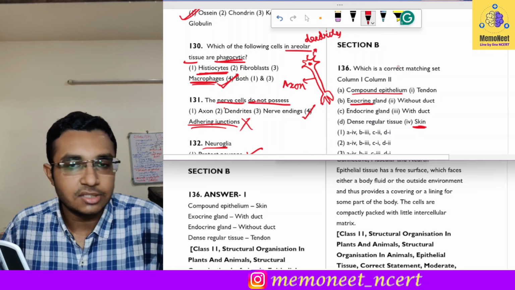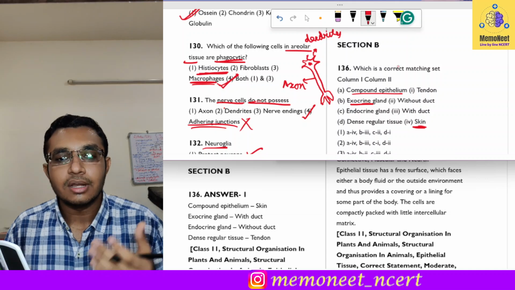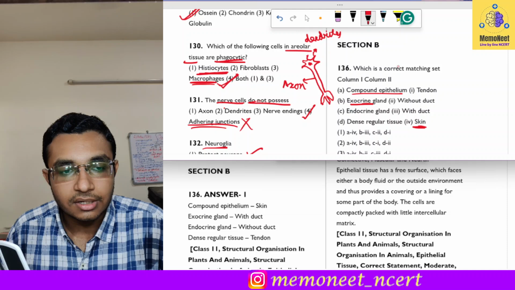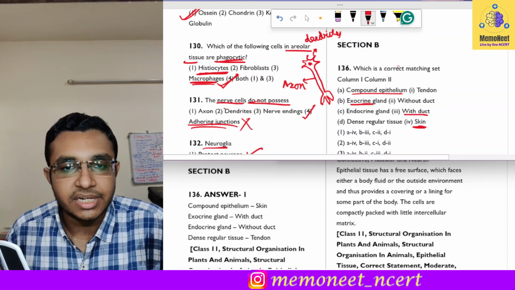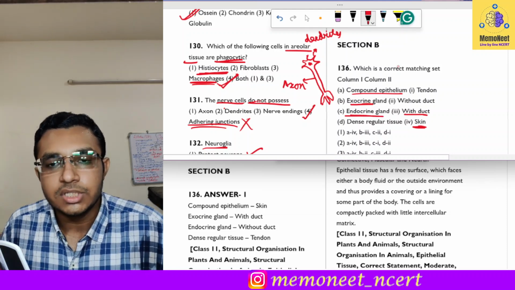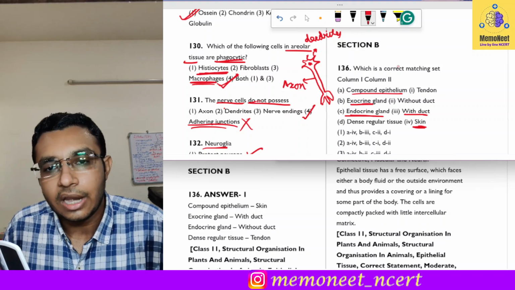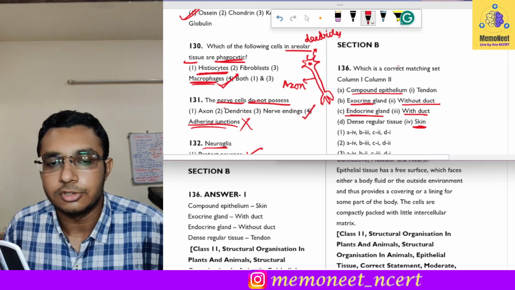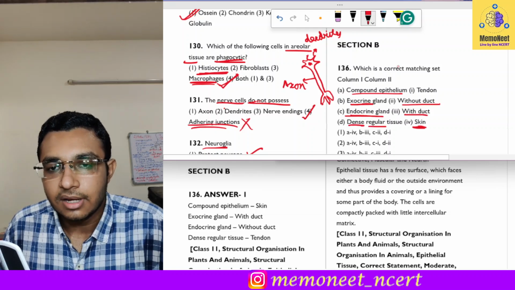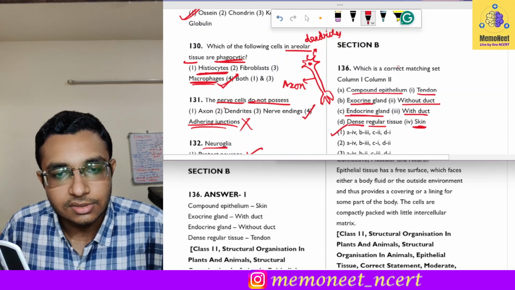Then B is exocrine gland. Now see, what are the exocrine glands? The glands which pour their secretion into their ducts are the exocrine glands. So the exocrine gland will be with duct. So B goes with 3. Then C is the endocrine gland. The endocrine glands are the glands which pour their secretion directly into the blood, so they do not contain the duct. So endocrine gland will be without duct. C goes with 2. Then D is the dense regular tissue. An example of dense regular connective tissue is tendon. So D goes with 1. So the correct answer of this question is option 1.